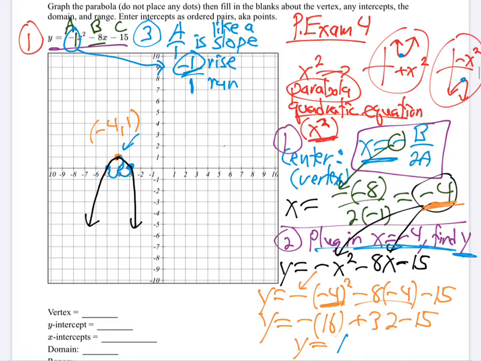Now we can answer some of their specific questions. They're asking for the vertex. We've already got that. That's the center, negative 4, 1. And then they want the Y-intercept. Where does it hit the Y-axis? Well, we don't know, actually. I probably didn't do a very good drawing of this, but it's probably going to go like this and eventually hit the Y-axis way down here somewhere.